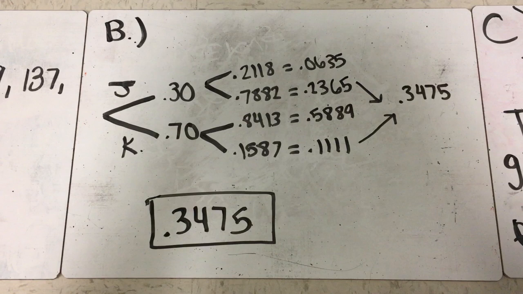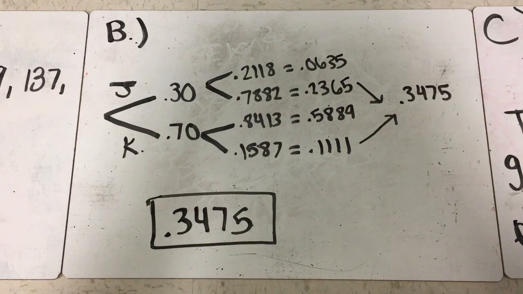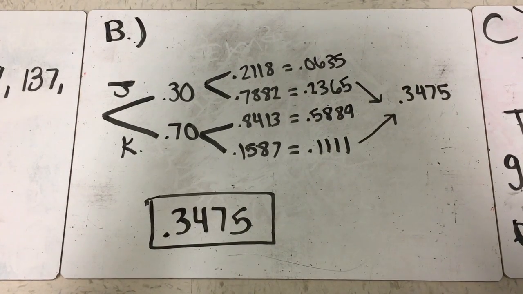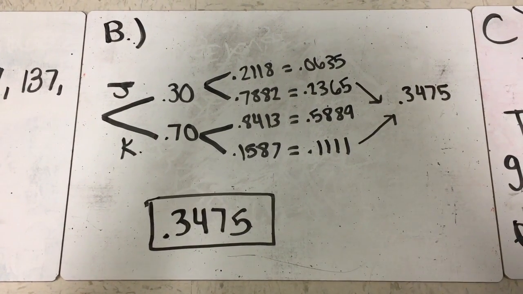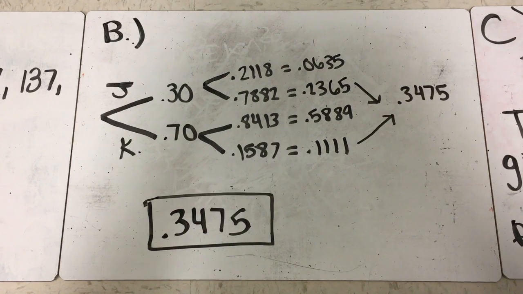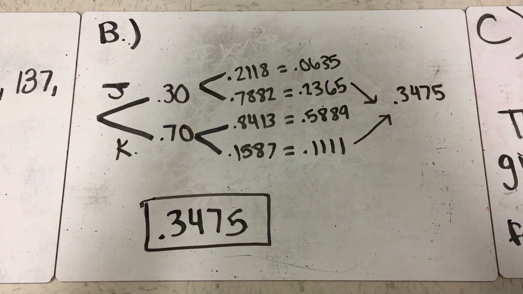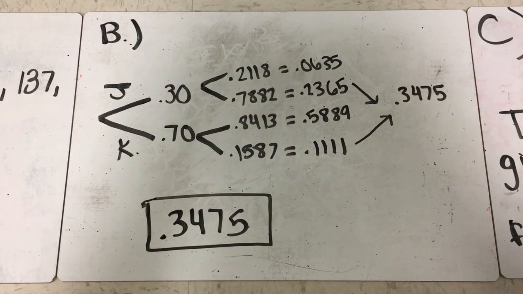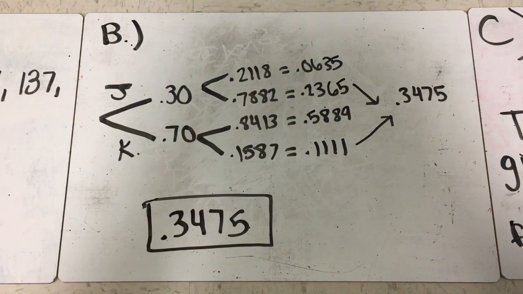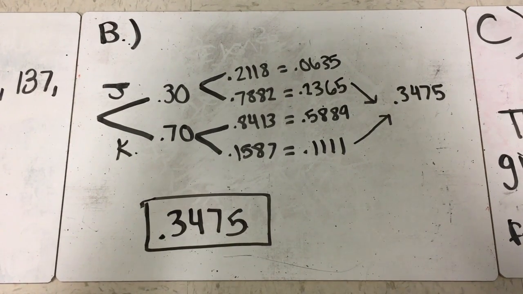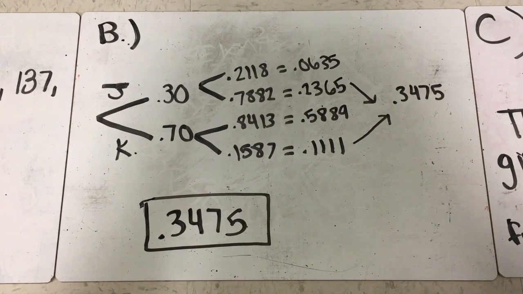Multiply the probability of picking a melon from distributor J by the probability of a melon from distributor J being below 137 millimeters. Then multiply the probability of picking a melon from distributor K by the probability of a melon from distributor K being below 137 millimeters. Then add those two values to get the probability that a randomly selected melon will have a diameter greater than 137 millimeters. The probability of a melon having a diameter greater than 137 millimeters from either distributor is 0.3475.